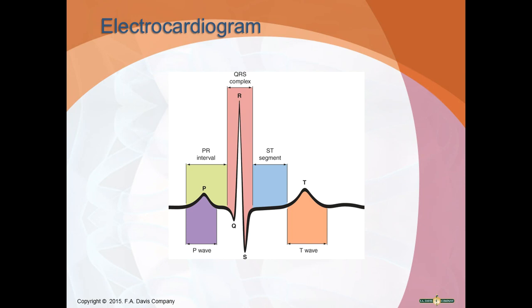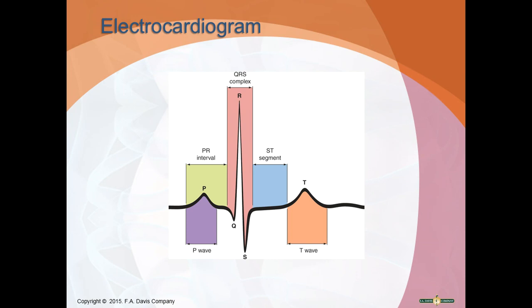An irregular heartbeat is called an arrhythmia. The P wave represents atrial depolarization, the transmission of electrical impulses from the SA node through the atria. This occurs right before the atria contract. The PR interval represents the time it takes for the cardiac impulse to travel from the atria to the ventricles.